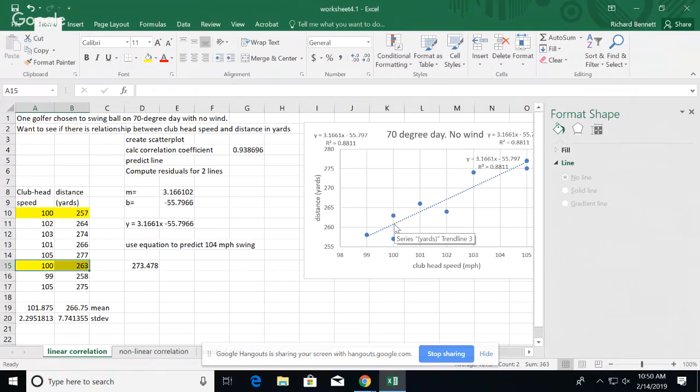This area right here, this vertical distance, that's what we call our residual. So the residual is the difference between the predicted and the actual. I like it when you type it, better than my handwriting.